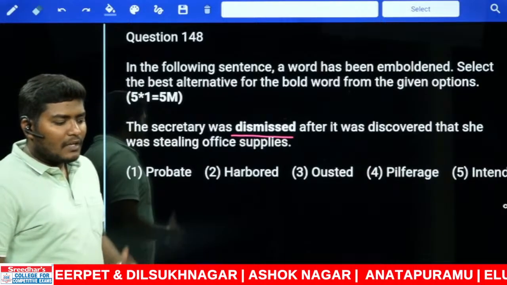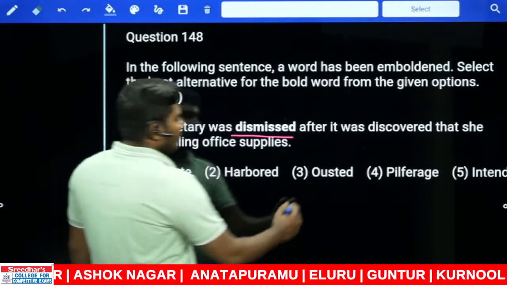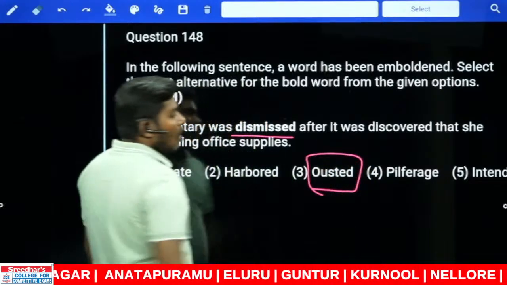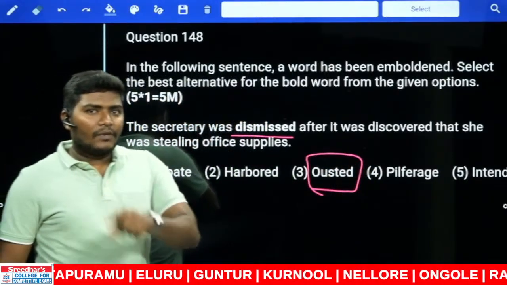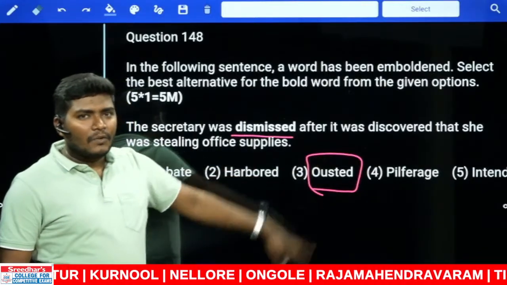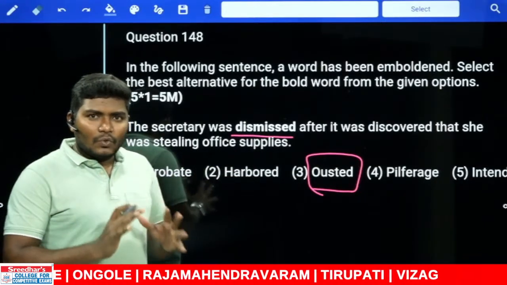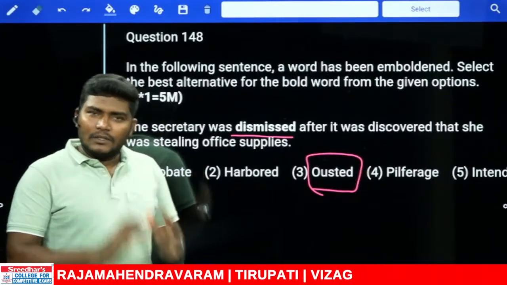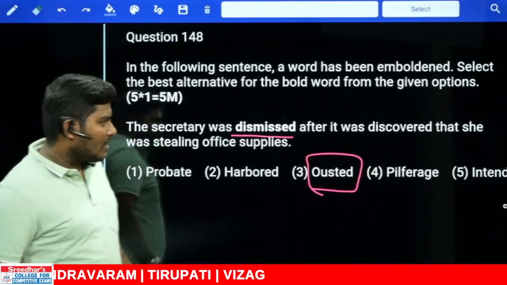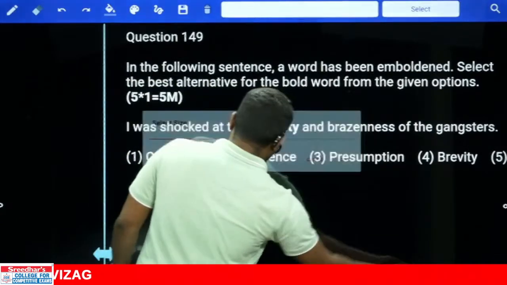Dismissed. Somebody who gets dismissed from the office. The same word comes with the word that is nothing but ousted. You will be ousted from your post. That means you will be debarred, dismissed from your post. That is the meaning of the word ousted. Do we need too much knowledge for this? No. But you need to just go very peacefully. Go very slow. Nothing to worry about. Okay. Very simple answer. Next, let us look at the next question, 149.